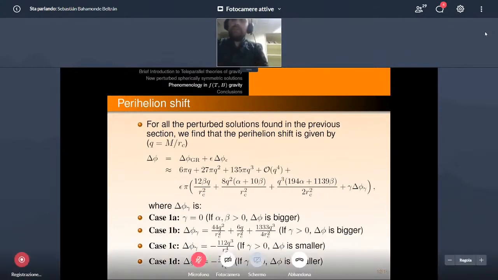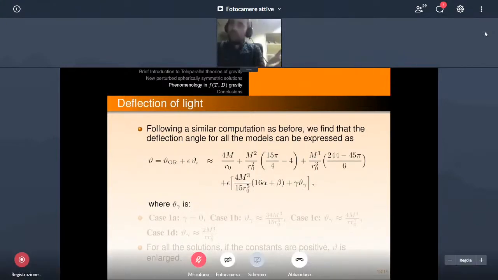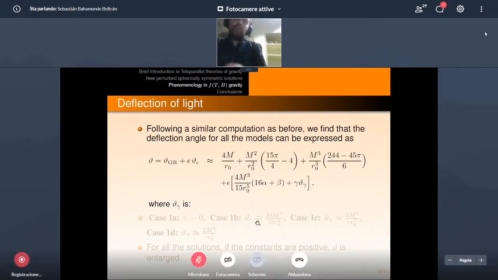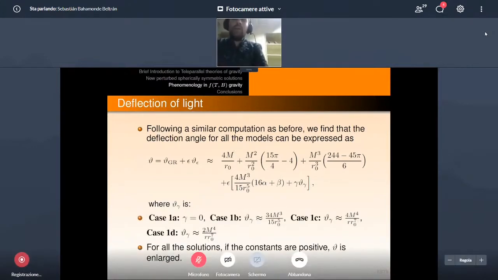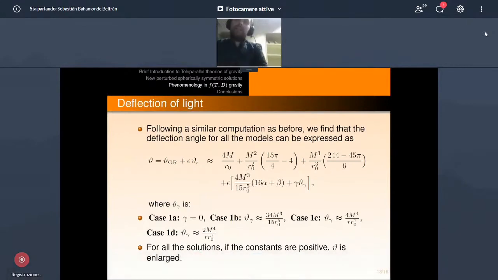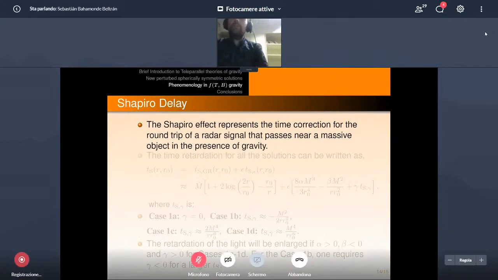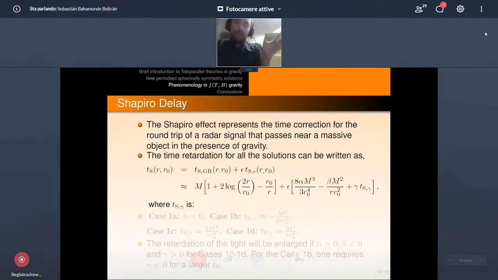And also we use some data from solar system tests. We did the same for deflection of light. It is a kind of complicated computation where you have some integrals, some expansions. It's not so easy to explain, but you can go into the paper to see this. We got this typical term in GR, the Schwarzschild term, plus the corrections related to the solution that we got, which is Schwarzschild plus a correction. And of course, you have different deflections of light depending on the values of the parameters. Also, we computed Shapiro delays, which is also not so trivial, and we got the typical GR result plus the corrections.